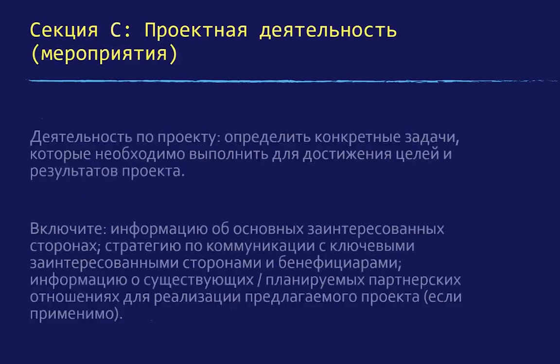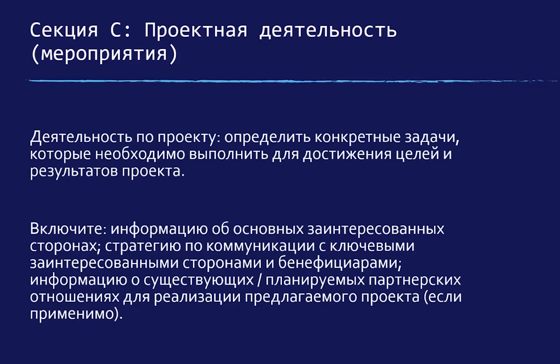So on project activities, again, these identify the specific tasks that need to be done to produce the project's objectives and project results. So include information about the key stakeholders, communication strategy with key stakeholders, people who benefit from it, and information on existing or planned partnerships. Again, it's very important that you name the organizations and the individuals, including your partners, that are involved. You want to demonstrate that these activities are being done by a team, if that's the case. If it's being done only by your organization, say so. And if it's being done by various people in your organization, use their names and include it in the proposal.